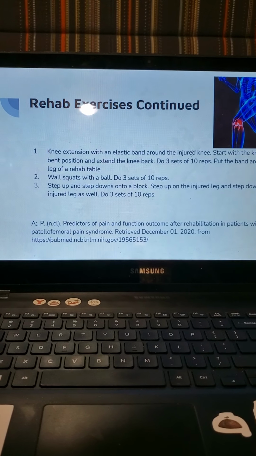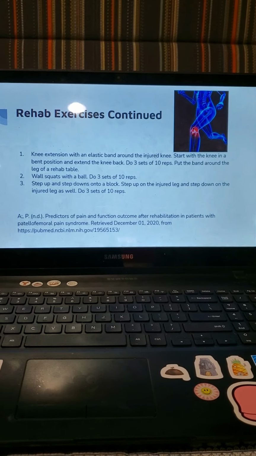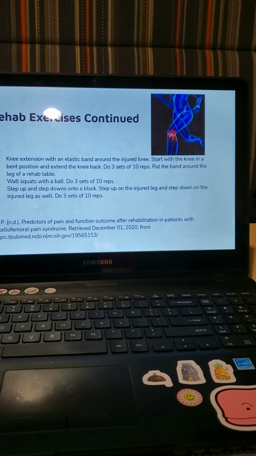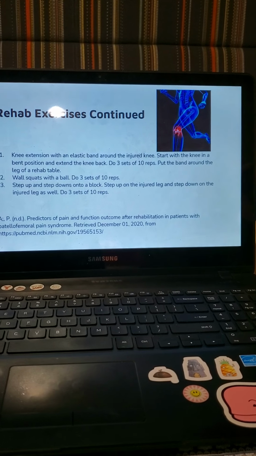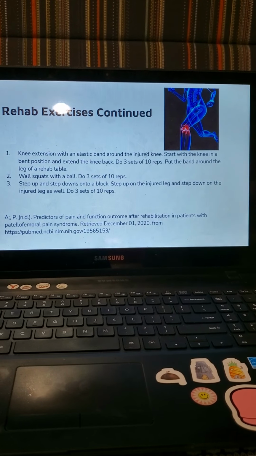Exercises continued. You're going to do knee extension with an elastic band around the injured leg. You're going to start with the knee bent, and then you're going to extend it all the way back as far as they can. And then you're going to do 3 sets of 10 reps.